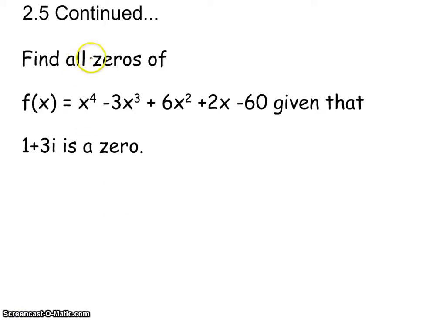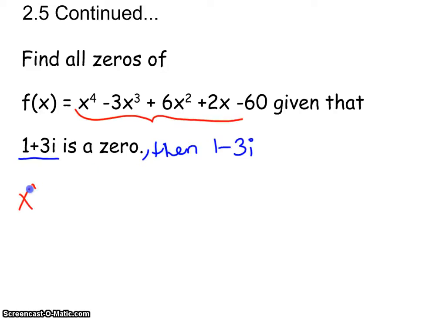Here we have, again, this is 2.5 continuation from Friday's lesson. Find all zeros of this function given that 1 plus 3i is a 0. Well, again, by that rule, if 1 plus 3i is a 0, then what should be a 0? 1 minus 3i. Good. Okay, so here's the big picture. I have this function, x to the 4th minus 3x cubed plus 6x squared plus 2x minus 60. I can't factor it now because it's 5 terms.